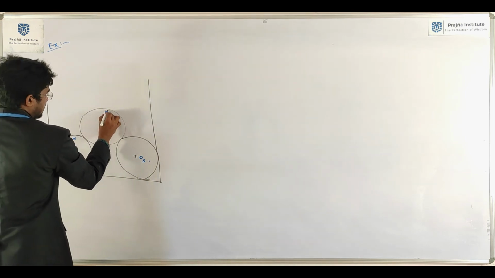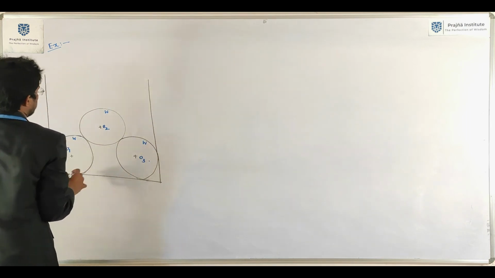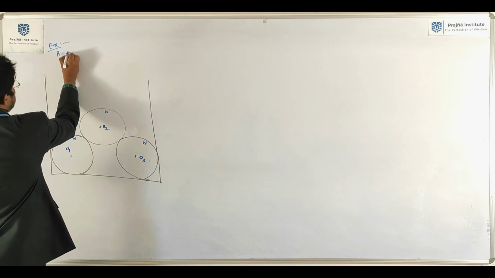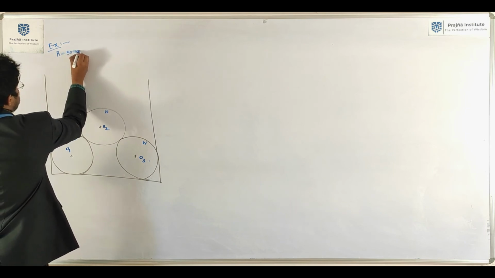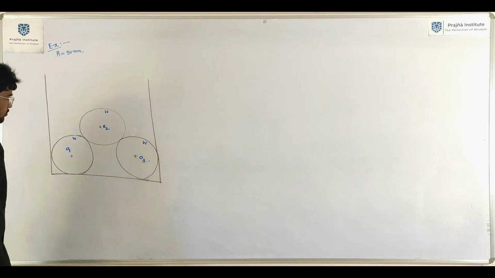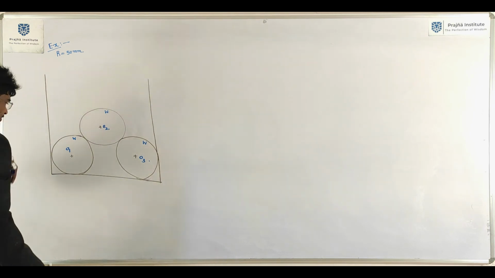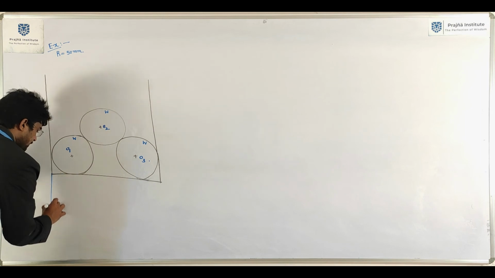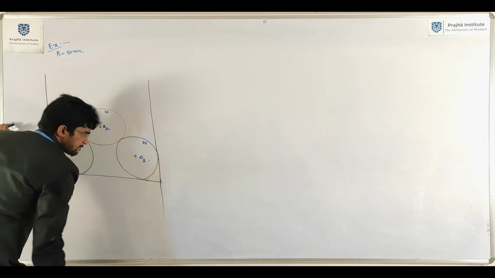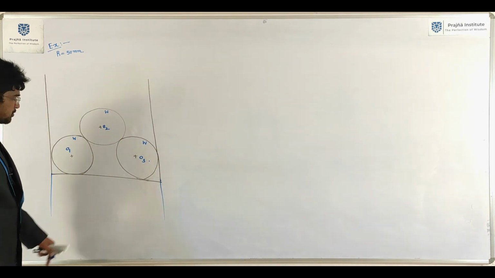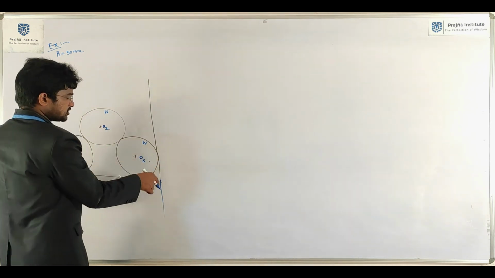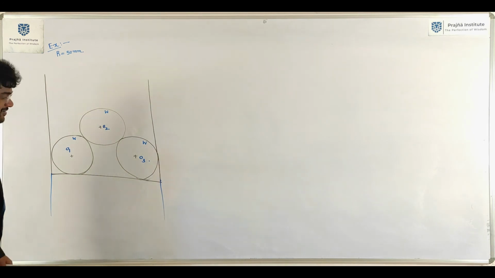Weight W, weight W, weight W. All are having the same radius. Radius R is equal to 50 mm. If it is 50 mm, from here to here it should be 100, 100, 100. It should be less than 300. That's it.